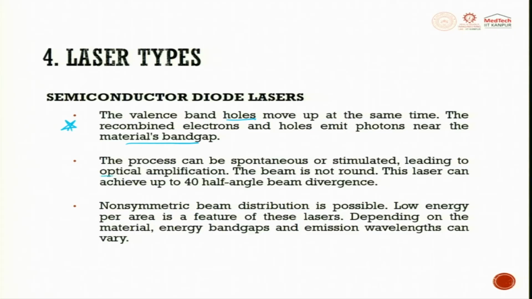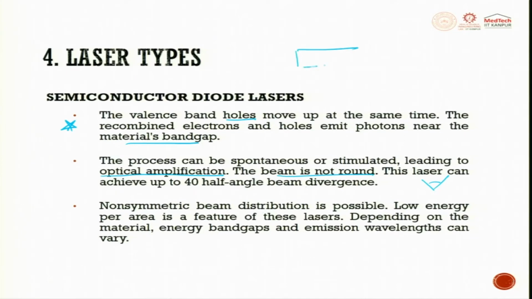So, optical amplification is a very important word. The beam is not round; the laser is achieved up to a 40 degree half angle beam divergence. This is beam divergence. The non-symmetric beam distribution is possible. So, here you should also understand the beam is not round, so I have to do something to make it round.